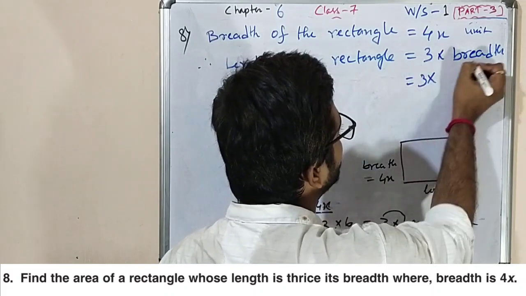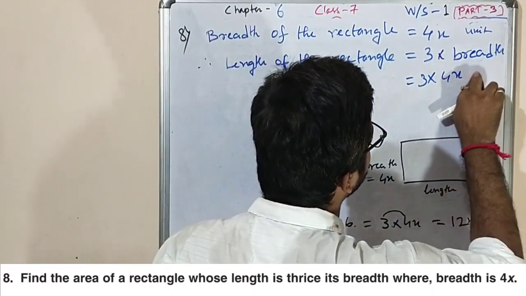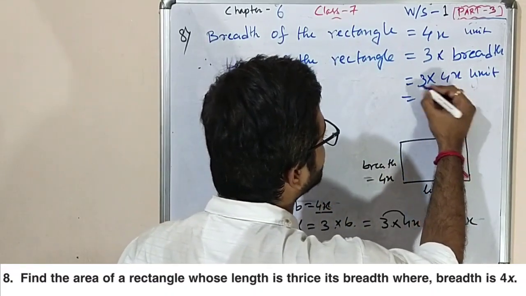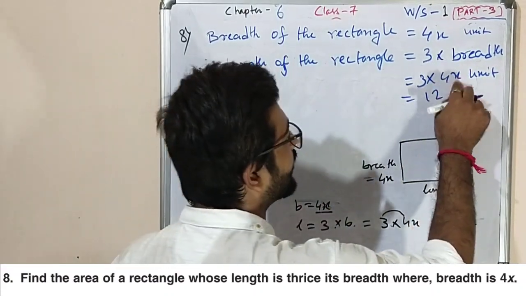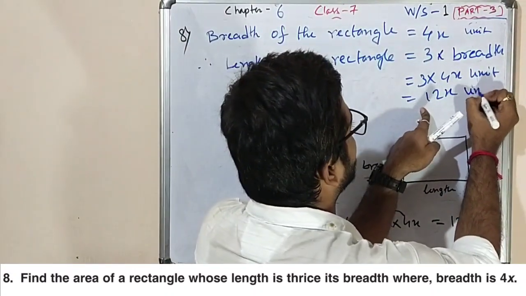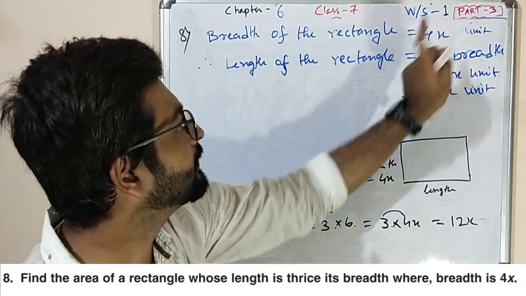Okay, now 3 into, now what is the value of breadth? That is 4x. So 3 into 4x unit I can write over there. Now 3 4s are 12. Numeral number I have to multiply. There is only one variable that I have to write over there. Okay. Now that is the value of the length and this is the breadth.